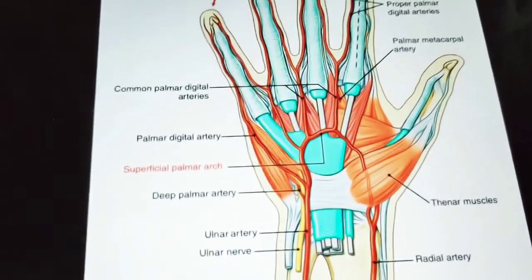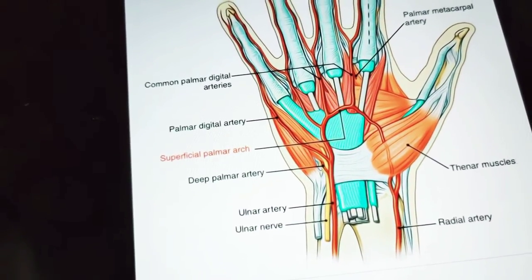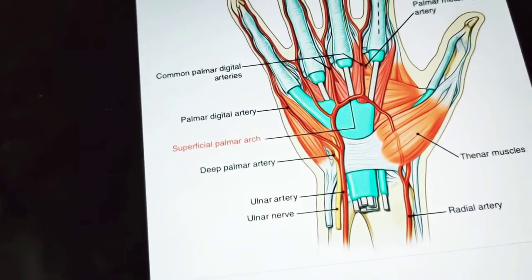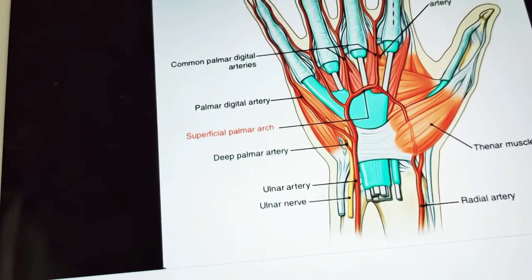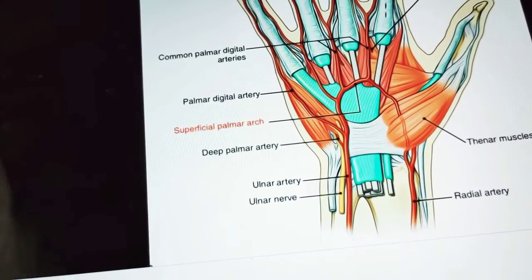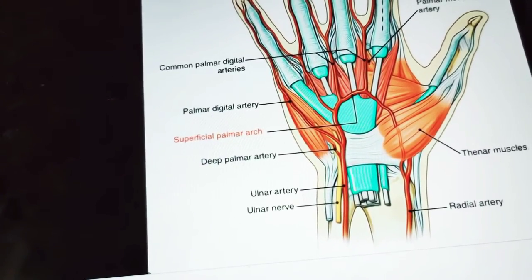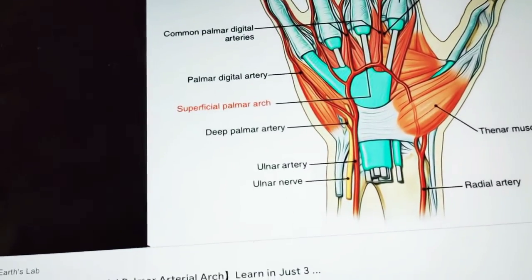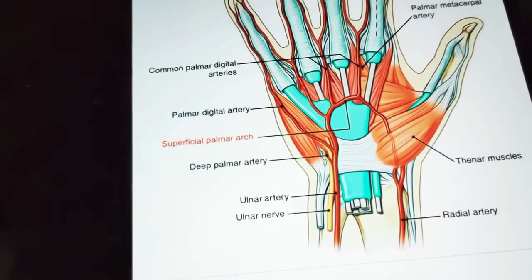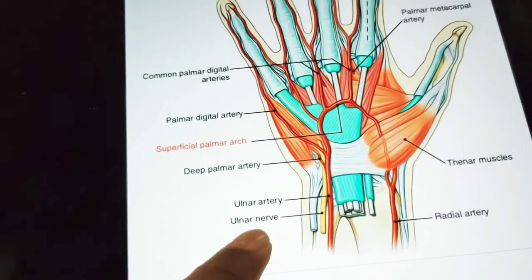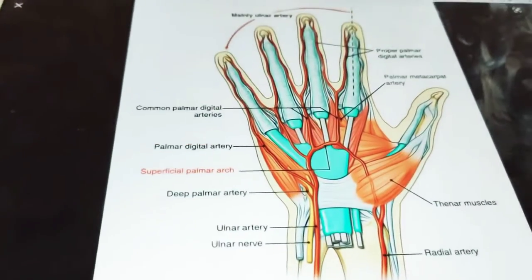So what are the relations? This arch lies on the proximal part of the shaft of the metacarpals and on the interossei, under cover of the oblique head of adductor pollicis, and also the flexor tendons of the fingers and lumbricals. So it is covering the adductor pollicis, flexor tendons of the fingers and lumbricals. The deep branch of the ulnar nerve lies within the concavity of the arch. Even the ulnar nerve, you can see here, the deep branch of the ulnar nerve is lying along with this deep palmar branch.